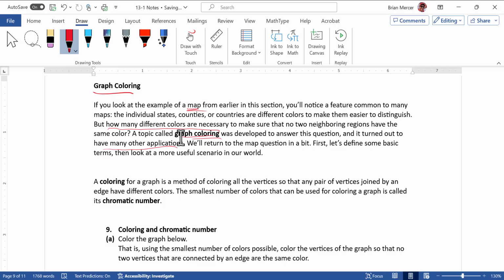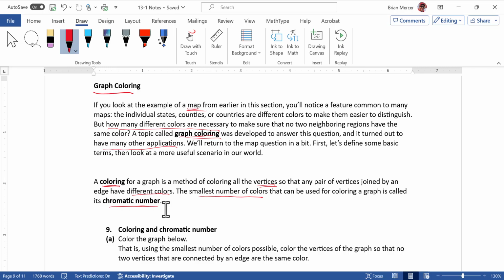Some basic terminology: coloring a graph is the method of coloring all the vertices so that any pair of vertices joined by an edge have different colors. That's the ground rule. The smallest number of colors that you need to make this happen is called its chromatic number. So the chromatic number for a graph is that smallest number of colors that you need.